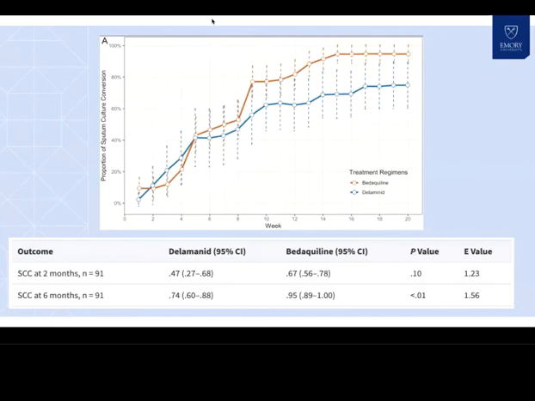So on the horizontal axis, we're saying in a given week, what's the proportion of individuals in a given treatment regimen who have culture converted, right, who have cleared their infection. And then the orange color there is the bedaquiline-based regimens, and delamanid is in the blue color.